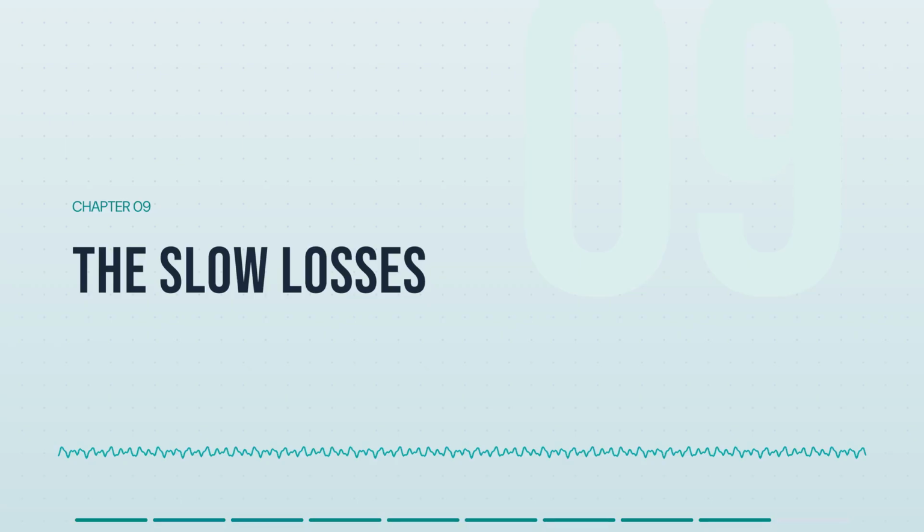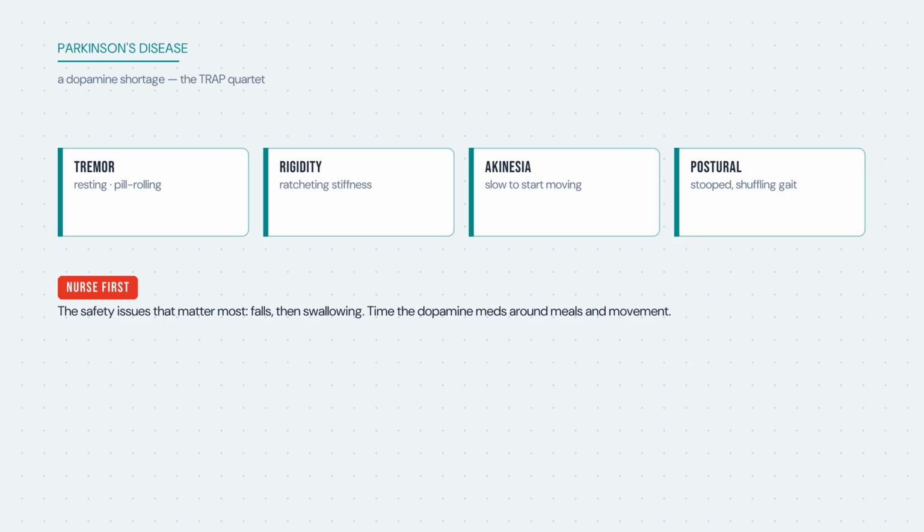The slow losses. Parkinson's disease is a shortage of dopamine in a small motor control center deep in the brain, and it produces a specific quartet. A resting tremor, often a pill-rolling motion of the fingers. Rigidity, a stiffness that ratchets. Bradykinesia, a slowness that makes movement hard to start. And postural instability, a stooped, shuffling, unsteady gait. The face becomes mask-like. The safety issue that matters most is falls, and the second is swallowing.